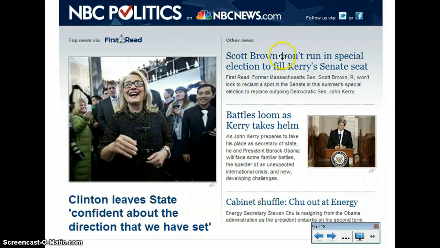She's confident about the direction she's set forth in her past term. Also talking about filling Kerry's Senate seat, who's going to take over when John Kerry moves into the presidential cabinet. And it also talks about a little bit of controversy as Kerry takes the helm as Secretary of State. So they're holding public officials accountable, and they're following the actions going on in government. So this is the way that the media gets to focus on what they find to be important, and that's what the public is going to hear about.